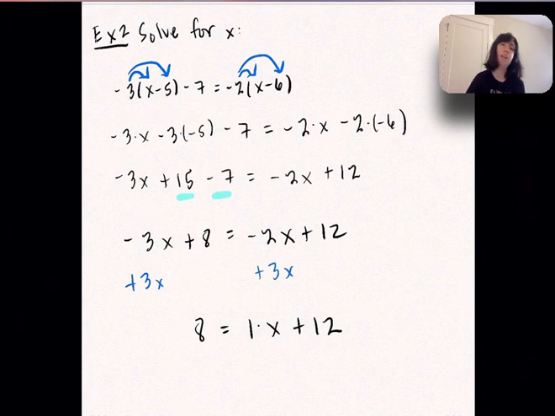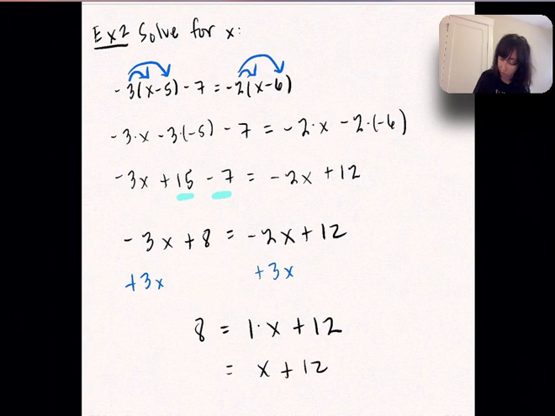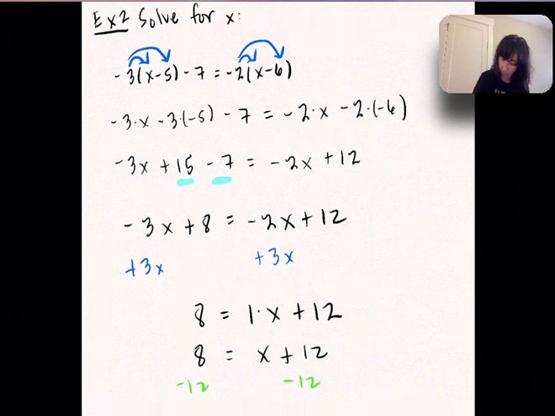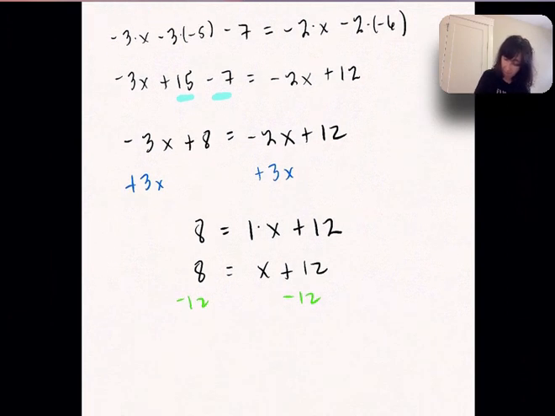Now usually instead of writing 1x, we would just write x. You don't really need to write the 1 in front of it. Okay, we want x all by itself, right? So how do we do that? We don't want this pesky 12 on this other side. We don't want that 12 in the way. So I'm going to subtract the 12 from both sides to get x is equal to whatever 8 minus 12 is, and that's negative 4.